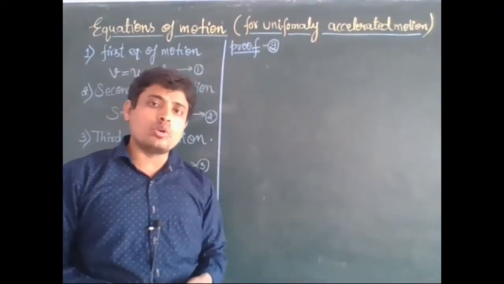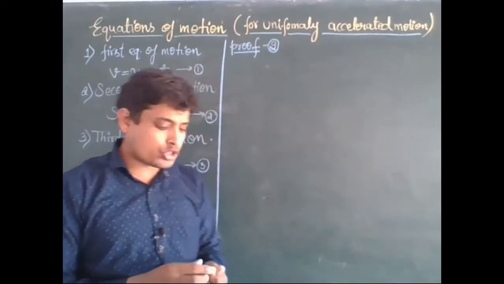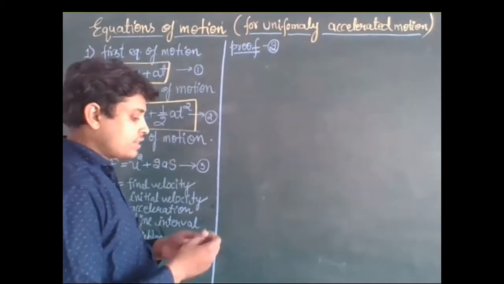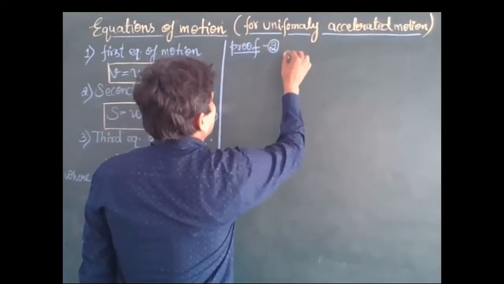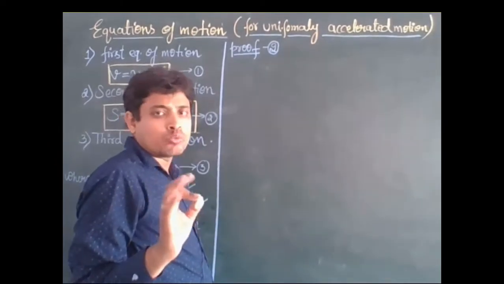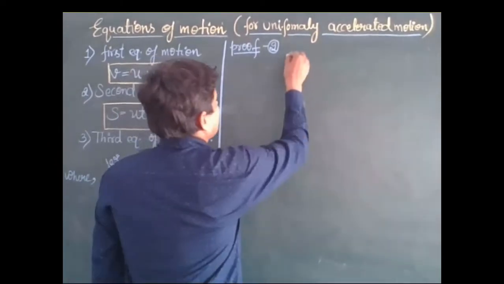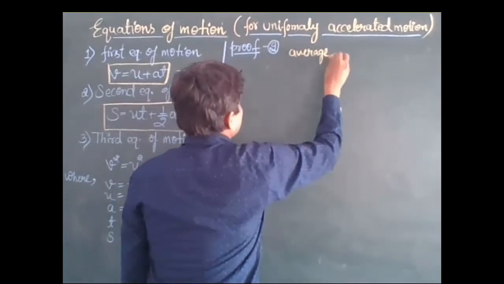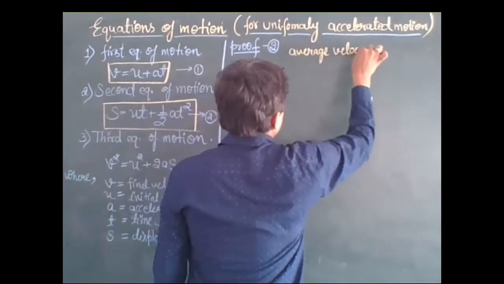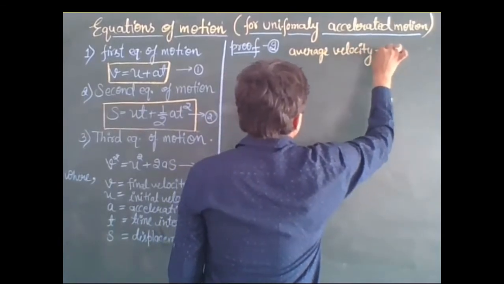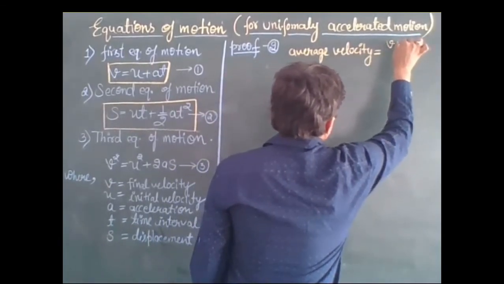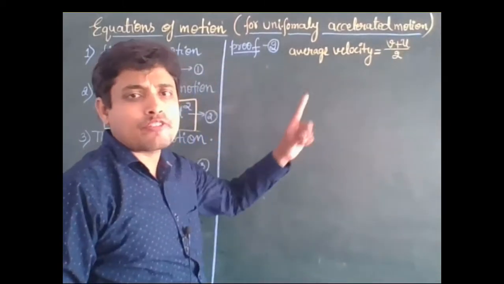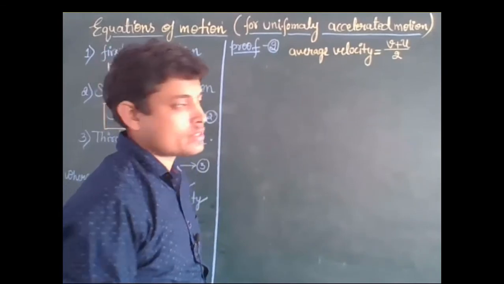Now students, we are going to prove the second equation of motion, this equation. Okay, so let's start. Firstly, what is the average velocity? Average velocity is equal to final velocity plus initial velocity upon 2. Take the average of both the velocities.